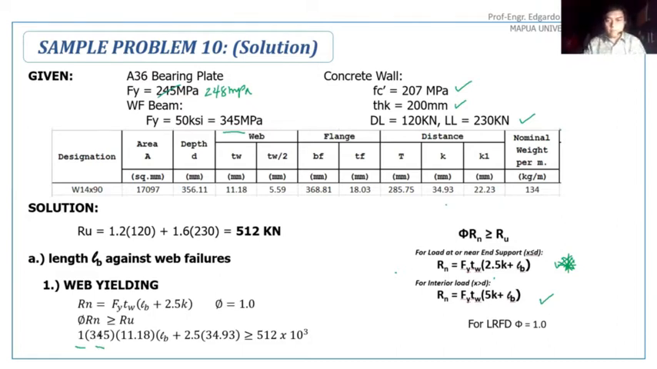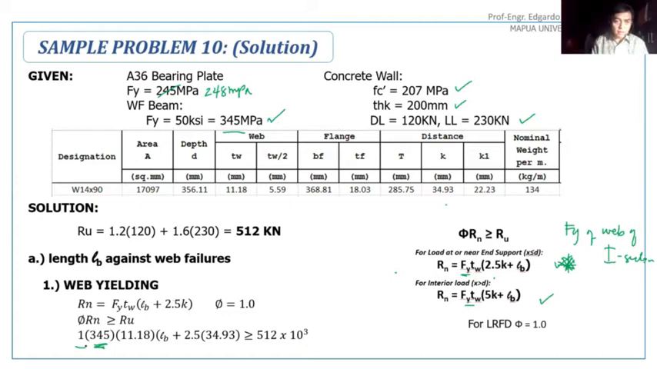Okay, now, which Fy are we using here, by the way? So this should be the Fy of the web of the I section. Why the Fy of the web of the I section? Because this is web yielding, right? So that means what yielded is the web. So we should use the Fy of the web, which is 345. So this is the Fy of the web of the wide flange beam.